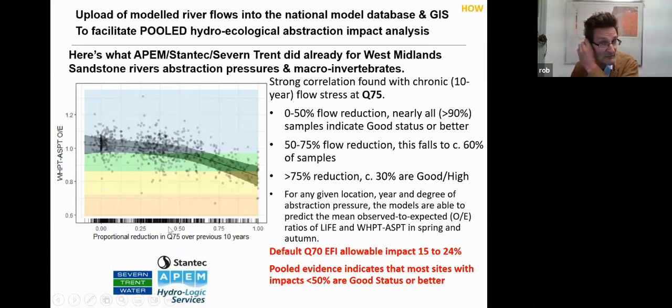And their conclusions, which are summarized in here, I've just put in red at the bottom in simpler words, is that if you look at the default environmental flow indicator that says you're allowed to have between 15 and 24% of Q70, compared to that, the evidence from the macroinvert data is that for 90% of sites that have impacts up to 50% of Q70 are still at good status or better. So there's a strong argument, if you like, to be less precautionary. And if we're looking for ways to prioritize things based on what the actual ecological benefits may be, then I think we need to move away from the precautionary starting points and try and do more of this work to work out what actually matters to the ecology in the rivers.